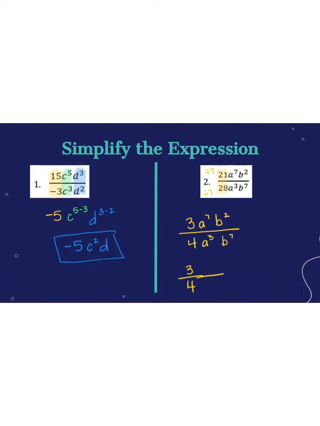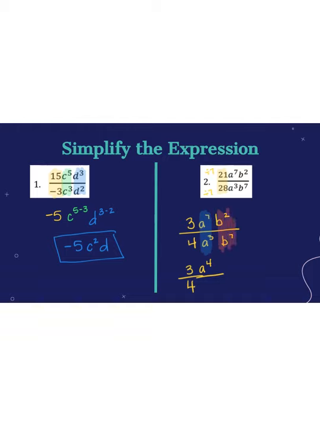When I subtract, my answer is going to go where the bigger number is. So on this first one here, I have A to the 7th and A to the 3rd. Well, 7 minus 3 is 4. My bigger A to the 7th is on top, so my A to the 4th is going to go on top. Okay, then I have B to the 2nd and B to the 7th.